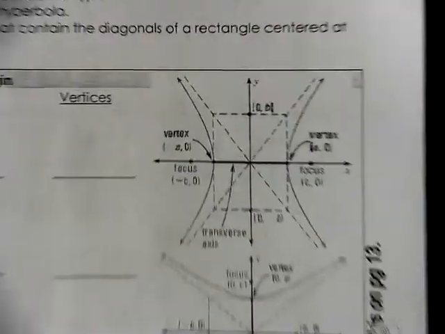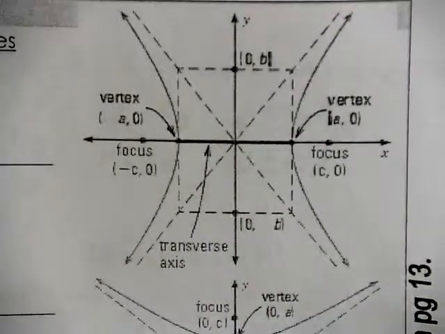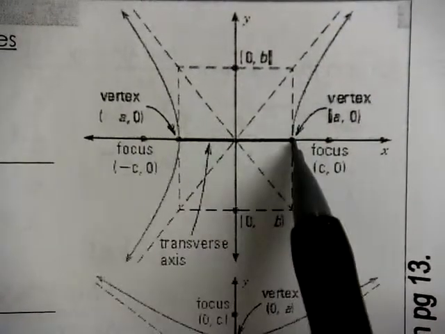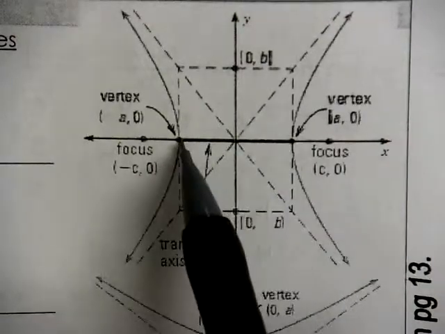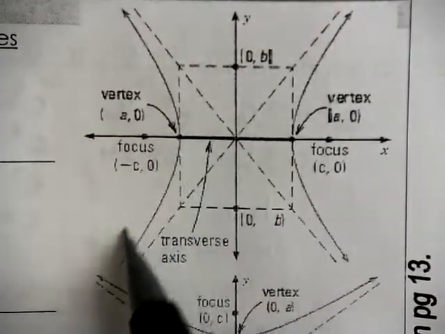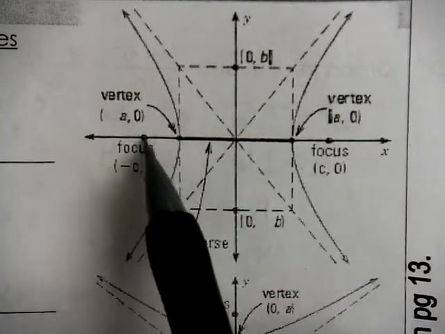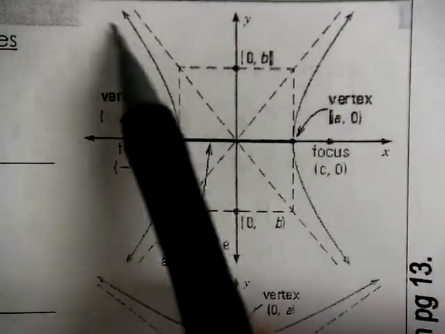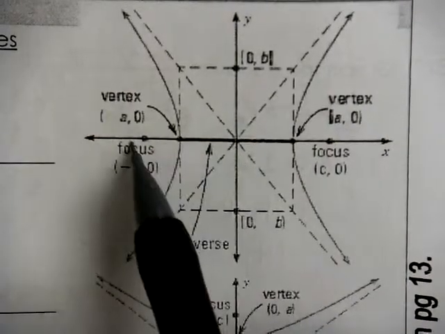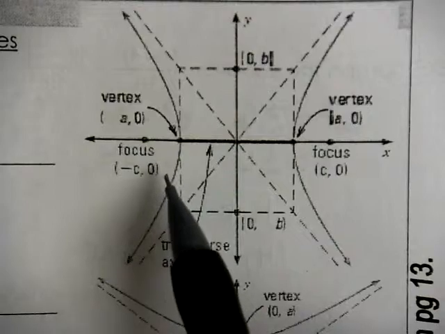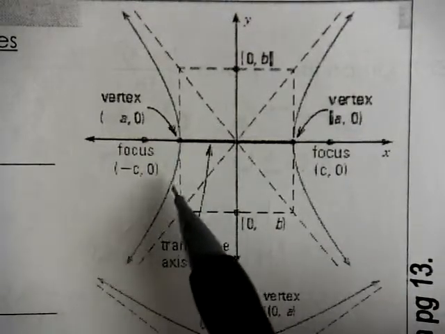If we look here in the picture, we can see a center. We have a transverse axis in between our two vertices. Notice how the hyperbola curves. This branch curves, so the focus point is inside the curve. It's farther away than a is from the center. That's what makes it different than an ellipse.